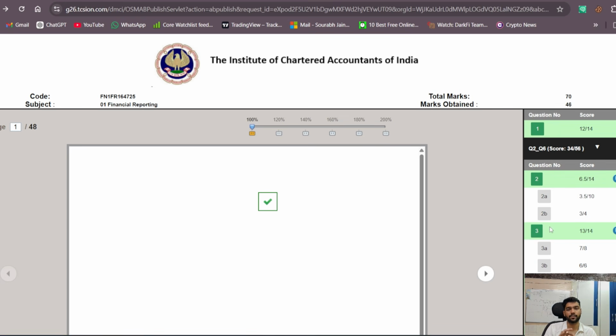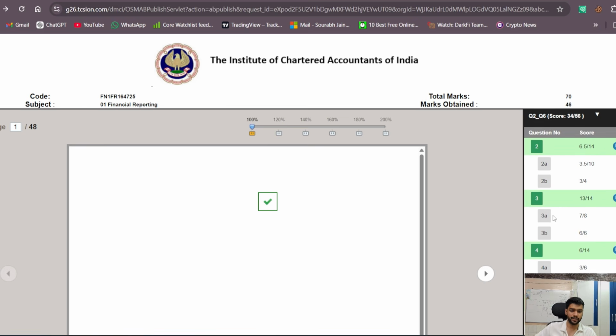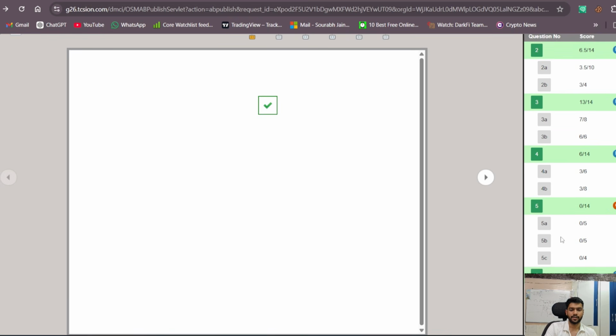Out of 14 marks, I got only half, about 6.5 marks. This was my second question. Question number 4, I wrote the second part, so I received 6 out of 14. As you can see, out of 28, I only received 12 marks in the best two questions that I knew. Then coming to question number 6, I received only 8.5 marks.